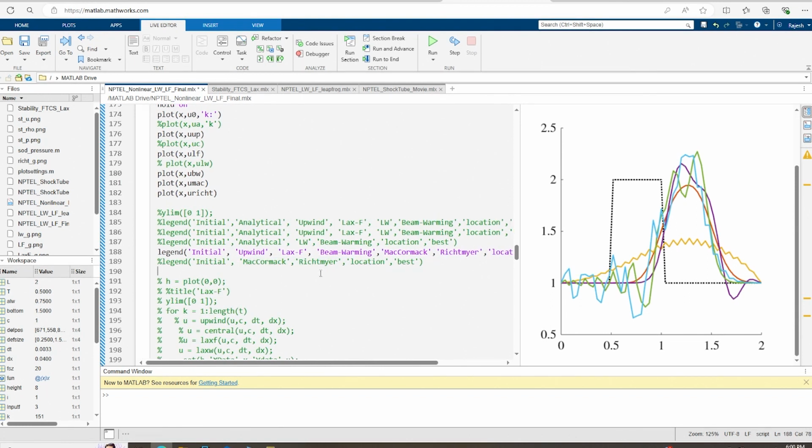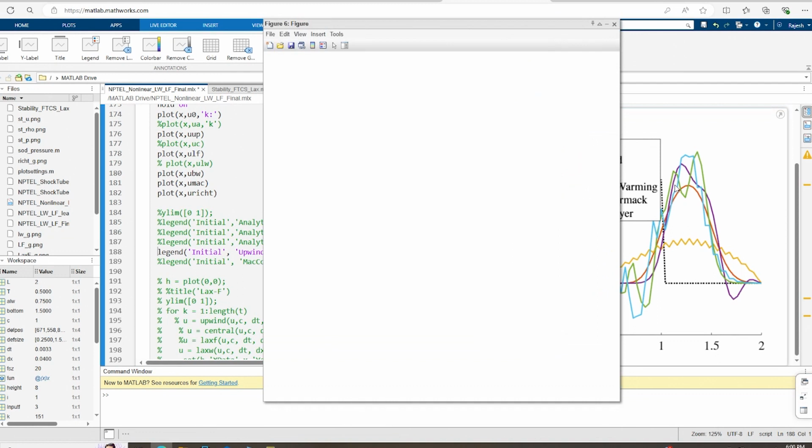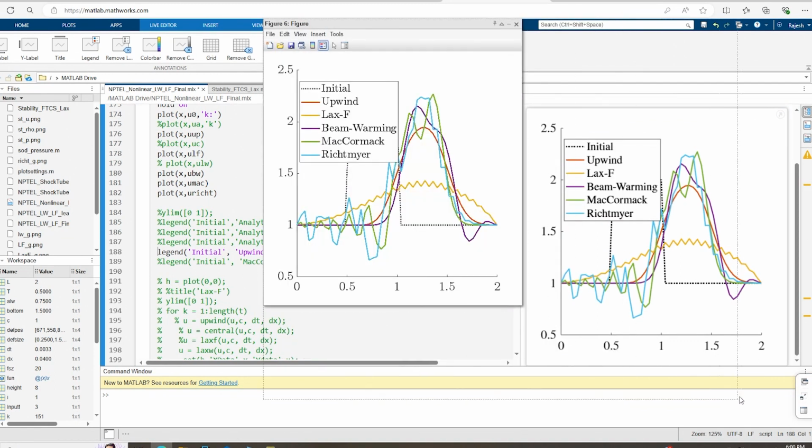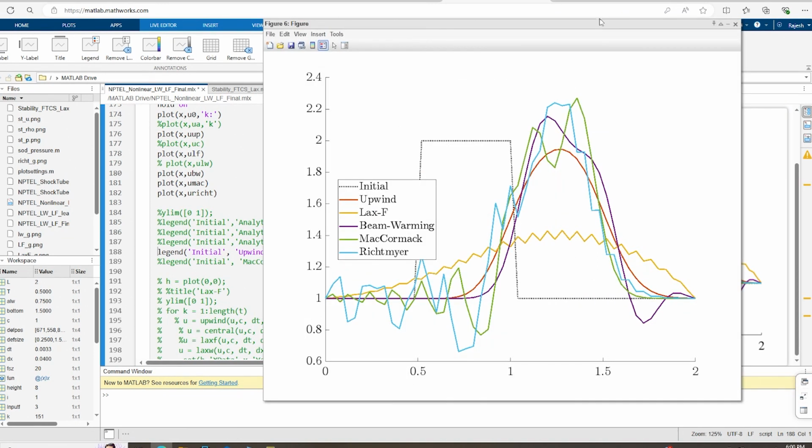We already saw the implementation yesterday. So, let us run the section. You can see that schemes like upwind have a lot of dissipation, but give you a decent result. Then we have Beam-Warming, which is an upwind biased scheme, and McCormack and Richtmyer, which are both two-step schemes. They show a lot of wiggles, and Lax-Friedrichs also has this behavior.